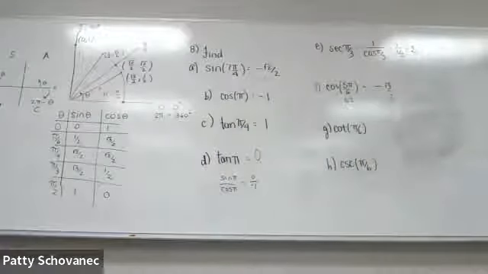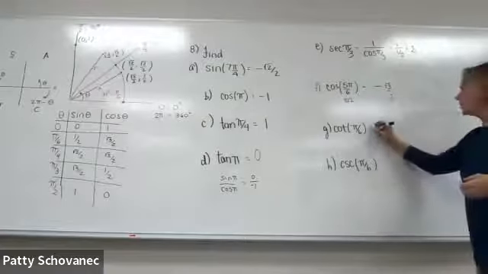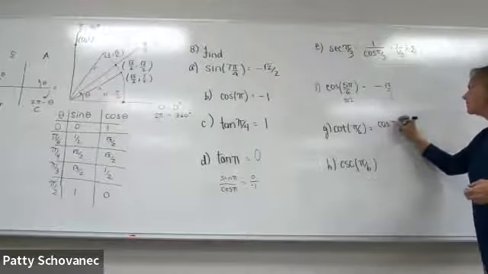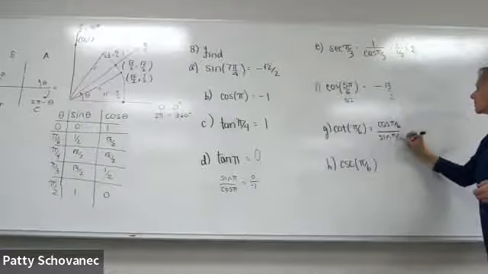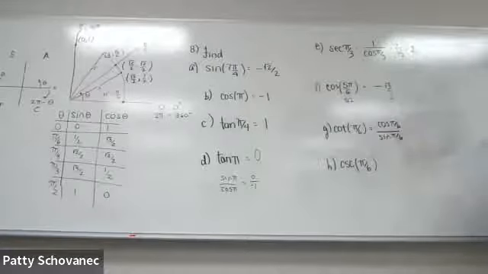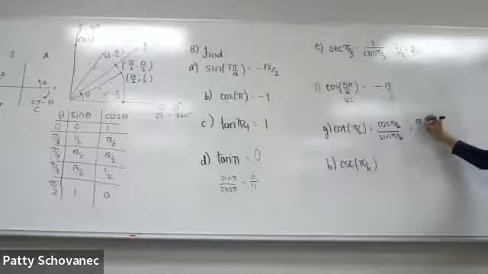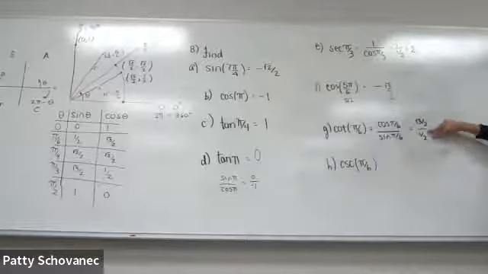The cotangent of pi over 6 will be the cosine over the sine of that angle. On my table, the cosine is square root of 3 over 2. The sine is 1/2. So when I'm dividing by a fraction, remember that we can flip the denominator and multiply. So the 2's will cancel, and that just leaves us with the square root of 3.